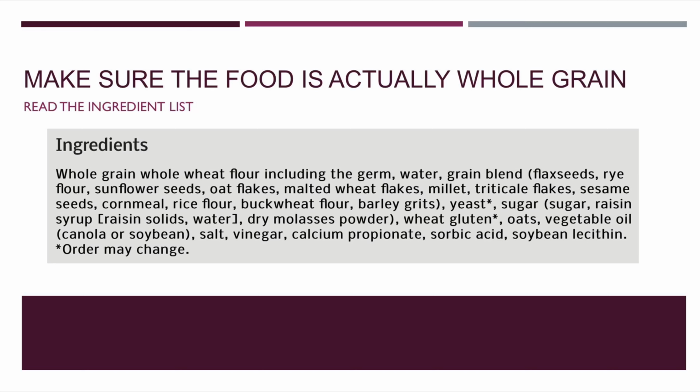So when you want to see if a food is whole grain or not, you want to look at that first ingredient and make sure that it says whole grain. On this label here, the first ingredient is whole grain whole wheat flour. So yes, this is a whole grain product, which makes sense because this label was taken from some whole grain bread.